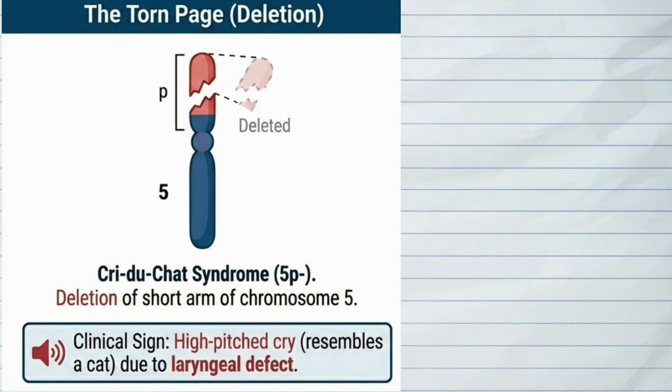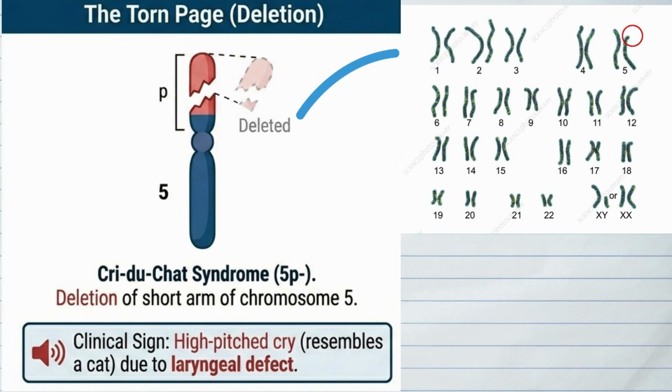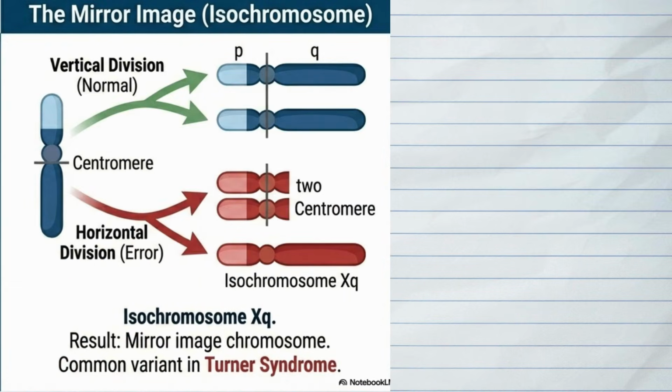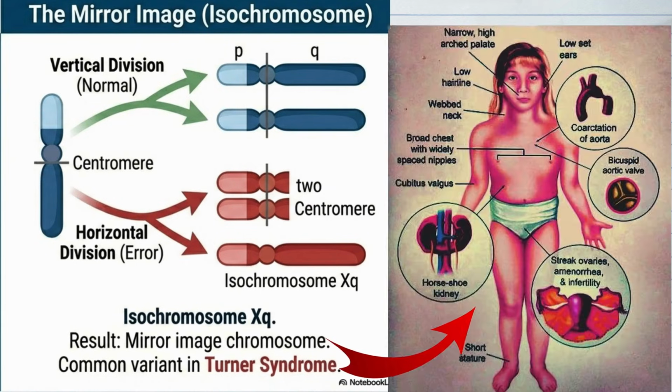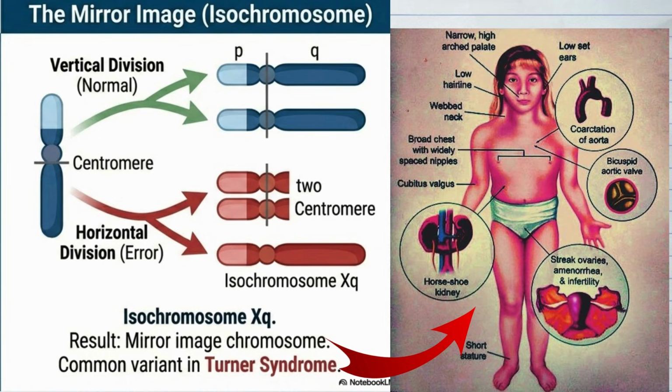Deletions, the missing page. Cri-du-Chat syndrome: deletion of the short arm of chromosome 5. The baby cries like a cat because of the laryngeal defect. Isochromosome, the mirror image. The centromere divides horizontally instead of vertically. You get a chromosome with 2 P arms or 2 Q arms. The classic example here is the Turner syndrome variant, isochromosome Xq.